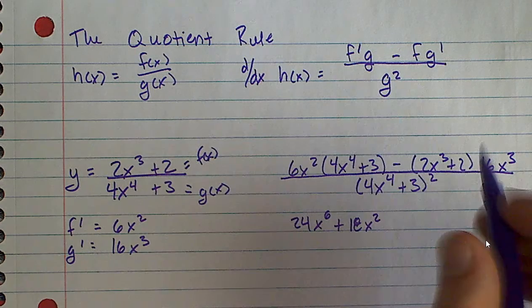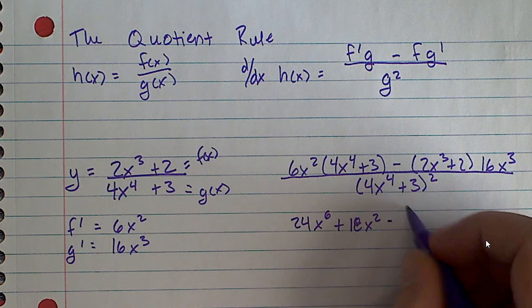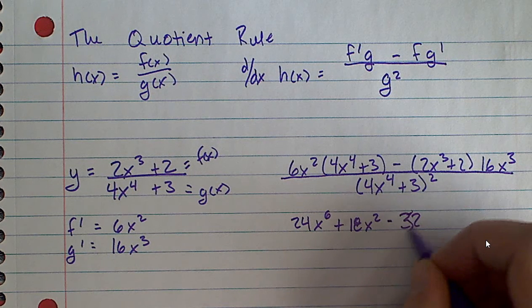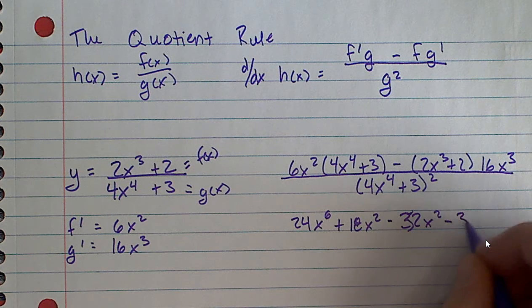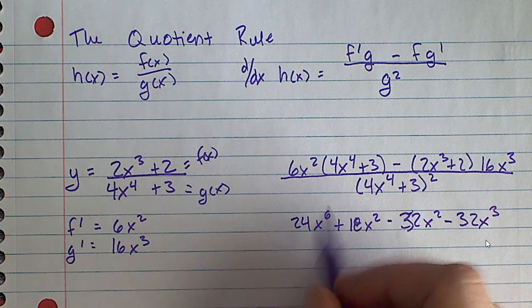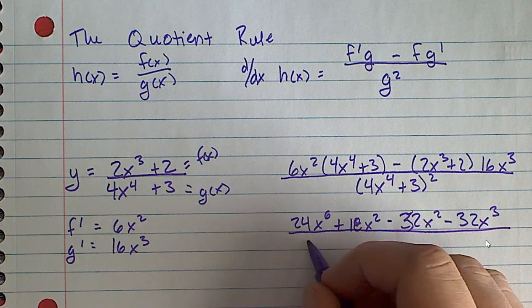Okay, so then here I'm going to do minus 32x to the sixth, and then this is going to be another minus 32x to the third, and then this is all over, when I FOIL the denominator, that turns into 16x to the eighth.